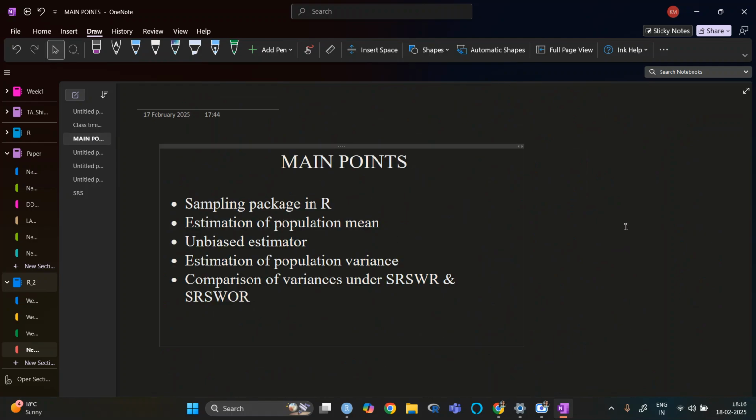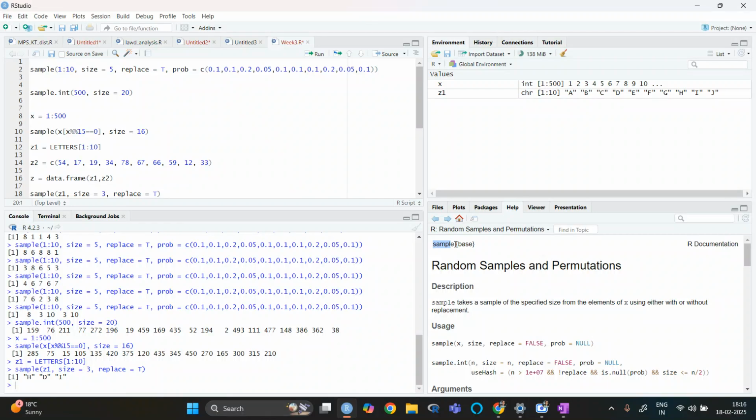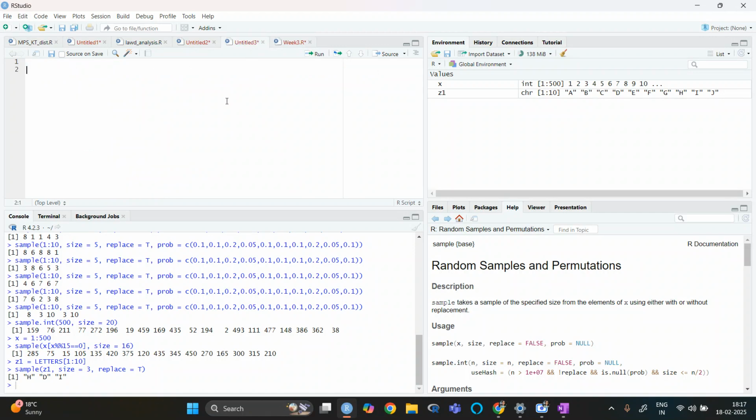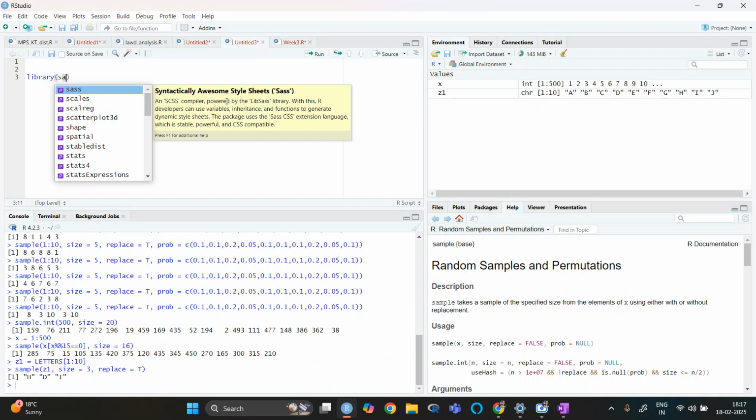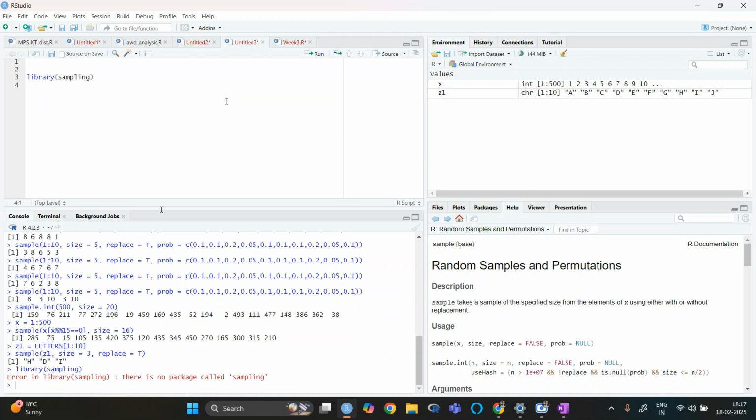Okay, so move to today's class. We need to take this sampling package. Now this sample and sample.int, as you can see here, sample in bracket base. So it comes in the base package, so we do not need to install any package. But if I will take this library, and if I will do sampling, then it is saying that there is no package called sampling. So for the sampling we need to require the package.